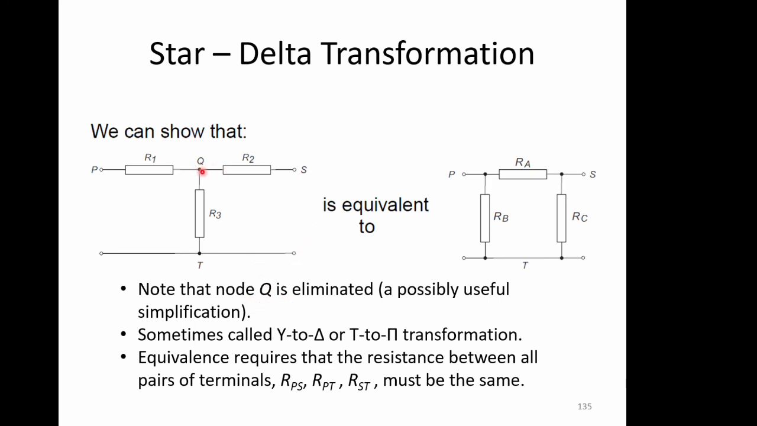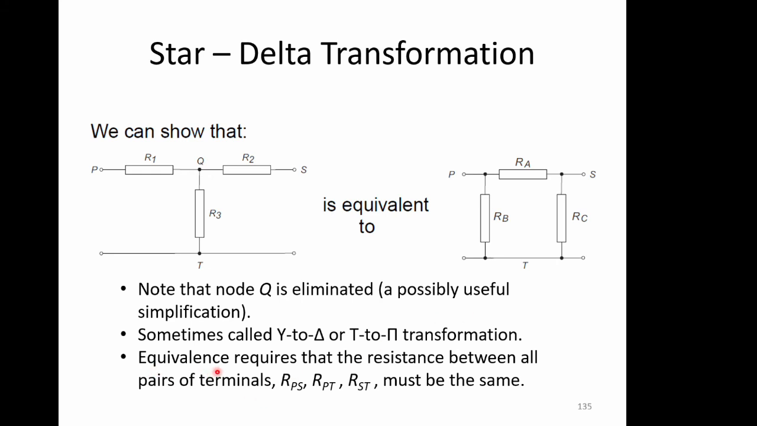Yeah, Q. We haven't got a Q here. We've got rid of a node, but we've created a mesh. Sometimes called a Y to delta, or a T to pi transformation. You can see why it's called a T, and you can see why it's called a pi. And sometimes it's a star. If you bend these points up a bit, you end up with a star or a Y. And if you connect these 2 points here together, you end up with a triangle. Okay, so it's not very imaginative really.